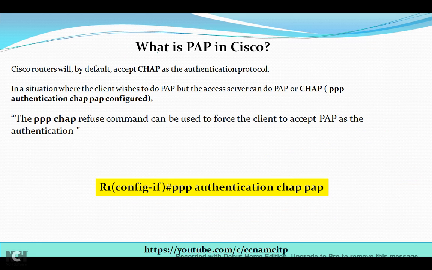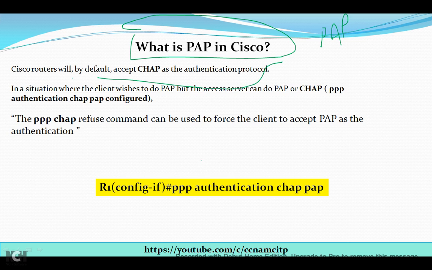Next thing, what is PAP in Cisco? As I told you, we have three types of authentication basically. One is PAP, second is CHAP, and MD5. So we will see what PAP is here. A Cisco router will by default accept CHAP as the authentication protocol. So if we talk about CHAP, the Challenge Handshake Authentication Protocol, by default a Cisco router will accept this one.